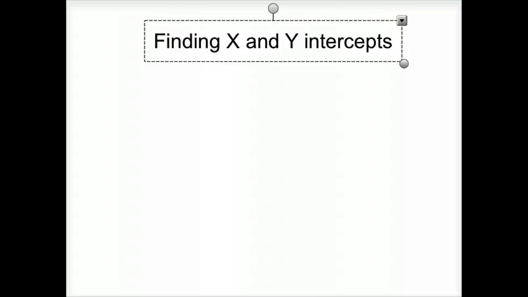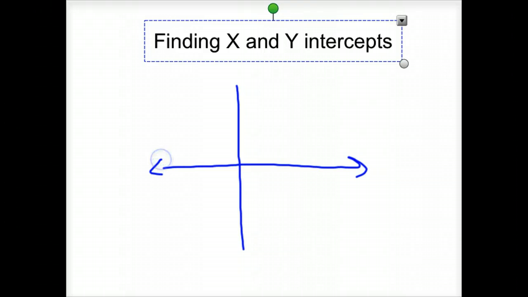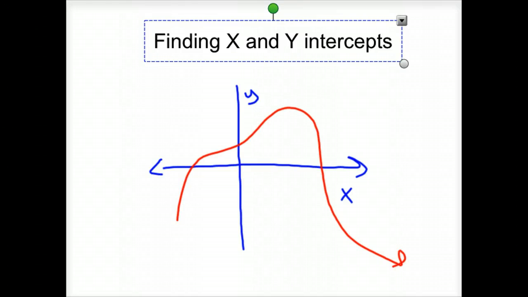Okay, finding x and y intercepts. Well, what is an x and y intercept? First off, let's say you had an x and y axis here, and you had an equation graphed. So it did something like this. I don't know. Did something really crazy.